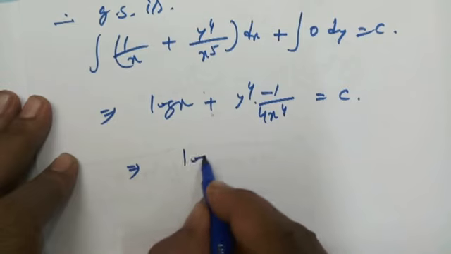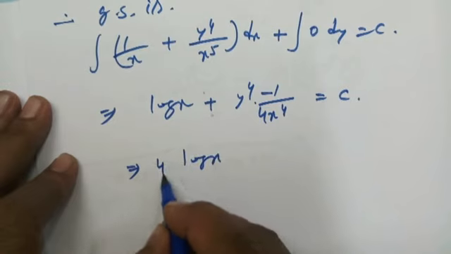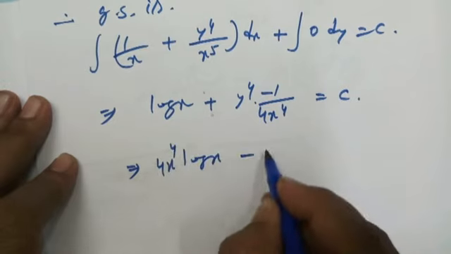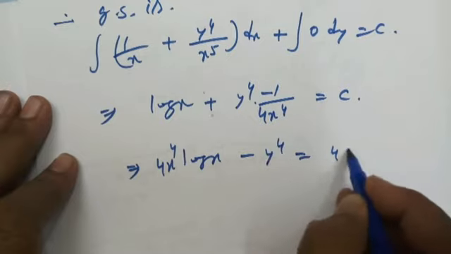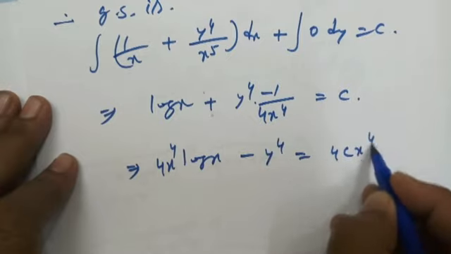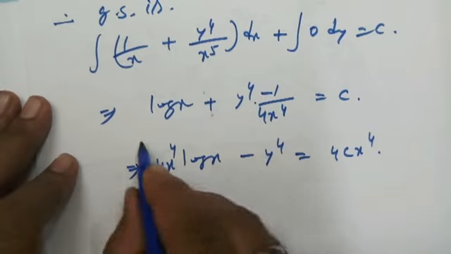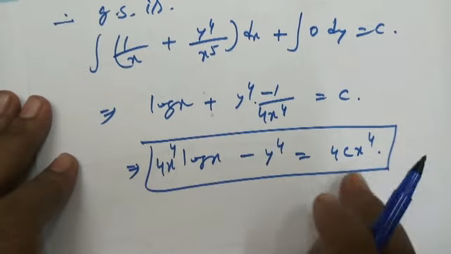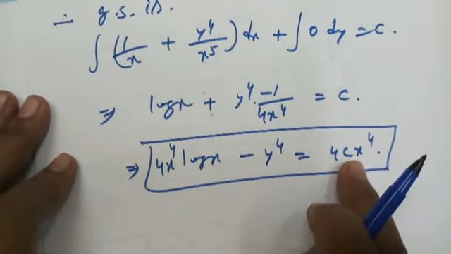And this is log x, 4x power 4, minus y power 4 is 4c x power 4. This is my required answer. C is an arbitrary constant.